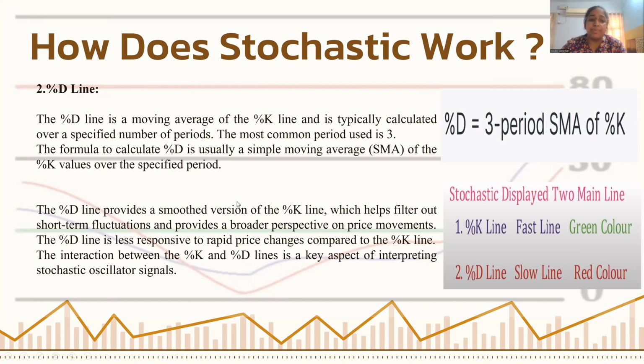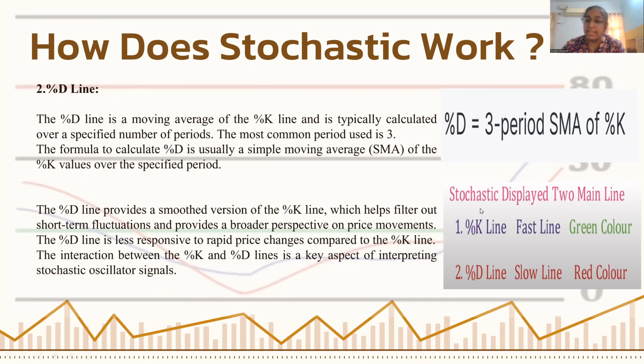The %D line provides a smoothed version of the %K line, which helps us filter out short-term fluctuations and provides us with a broader perspective of price movement. The %D line is less responsive to rapid changes as compared to the %K line. The interaction between the %K and %D lines is a key aspect to understanding and interpreting the stochastic oscillator signals.